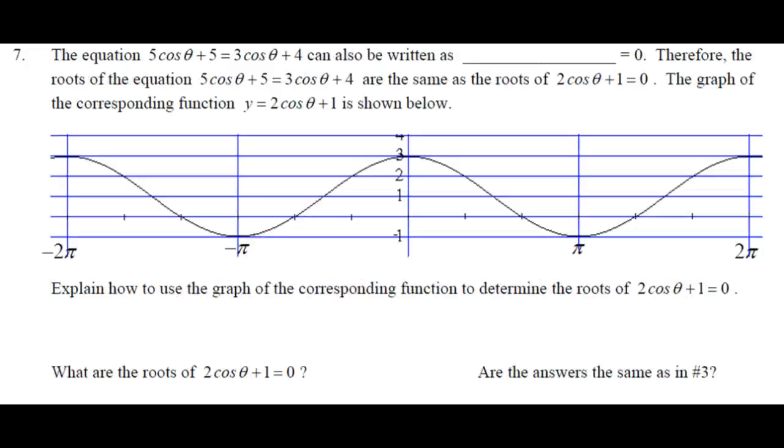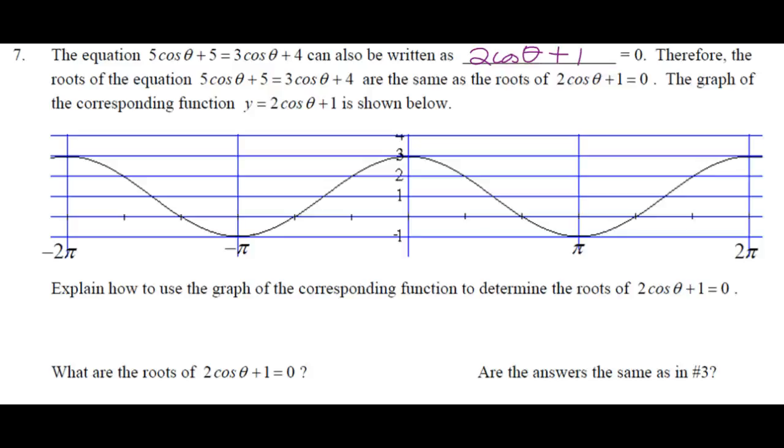The equation 5 cos theta plus 5 equals 3 cos theta plus 4. What if we simplified that, set it equal to 0? What would it be? Yeah, 2 cos theta plus 1, right? So we'll subtract 3 cos theta, get 2 cos theta. Subtract 4, we get 2 cos theta plus 1 is equal to 0. Therefore, the roots of 5 cos theta plus 5 equals 3 cos theta plus 4 are the same as the roots of 2 cos theta plus 1 is equal to 0.